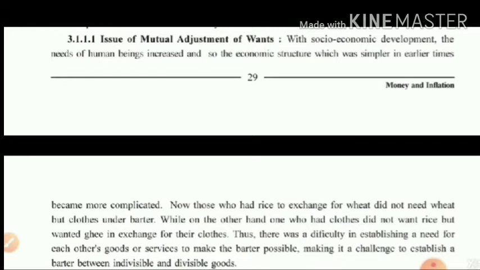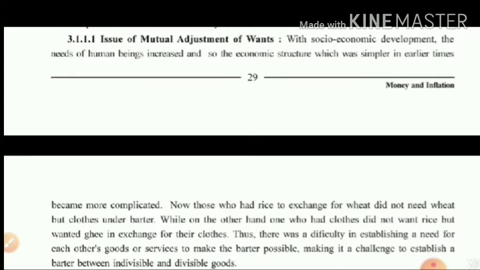With socio-economic development, the needs of human beings increase, and so the economic structure, which was simpler in earlier times, became more complicated. For example, now those who had rice to exchange for wheat did not need wheat but cloth under the barter system. On the other hand, one who had cloth did not want rice but wanted ghee in exchange for their cloth. So thus there was a difficulty in establishing a need for each other's goods and services to make the barter system possible.